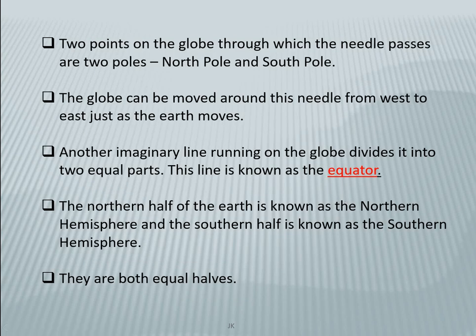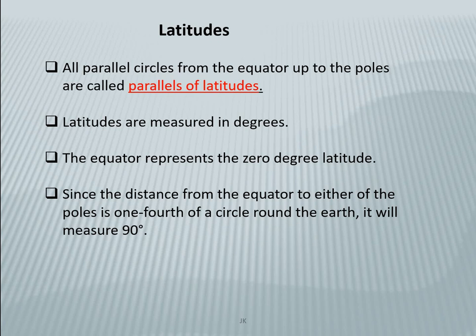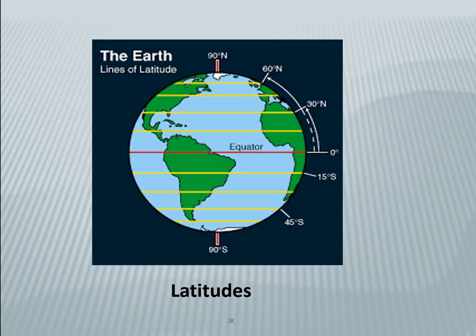Okay, so next is the concept of latitudes. So what are latitudes? All parallel circles from the equator up to the poles are called parallels of latitudes. As you know, there is a north pole as well as the south pole. So we will have latitudes both north of the equator and south of the equator. So these yellow lines, including the red line of the equator, are all called latitudes. Okay, these are lines of latitude.